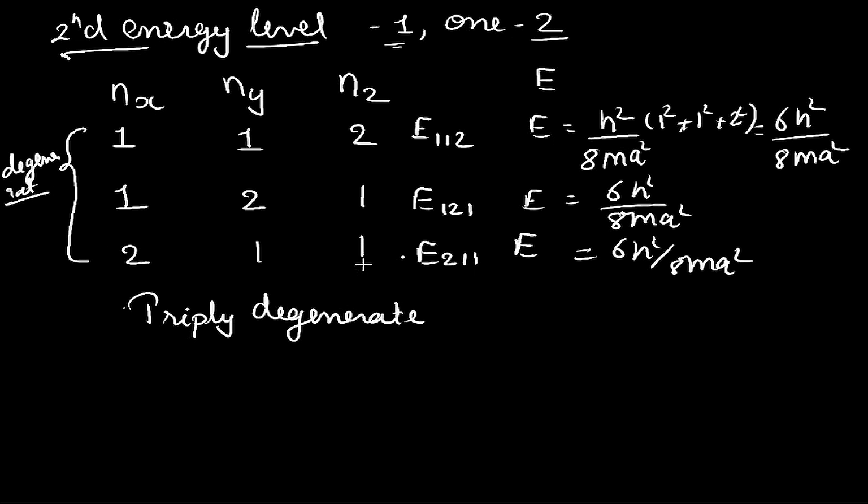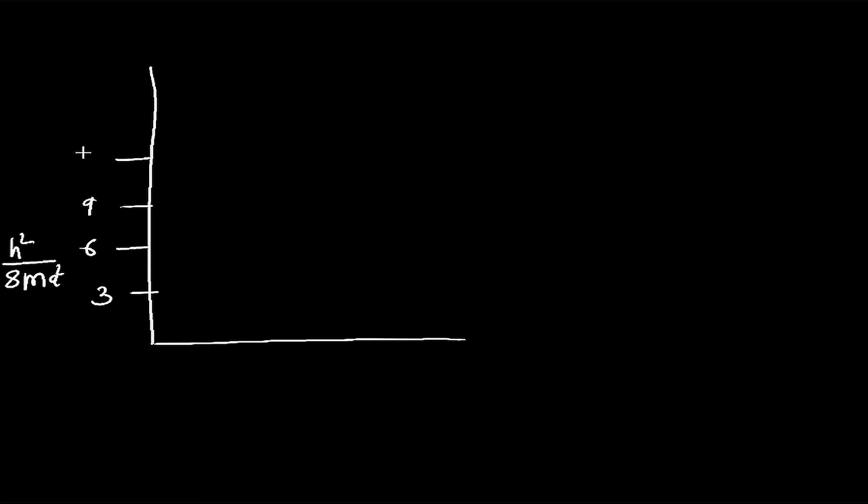If there are four energy states, then they will be referred to as four-fold degeneracy, five-fold degeneracy, and so on. Okay, if we draw the energy level, then suppose over here we have energy. So this is 3, 6, and all in units of h square upon 8m a square. Then we have 9, 11, 12, 14 and so on.